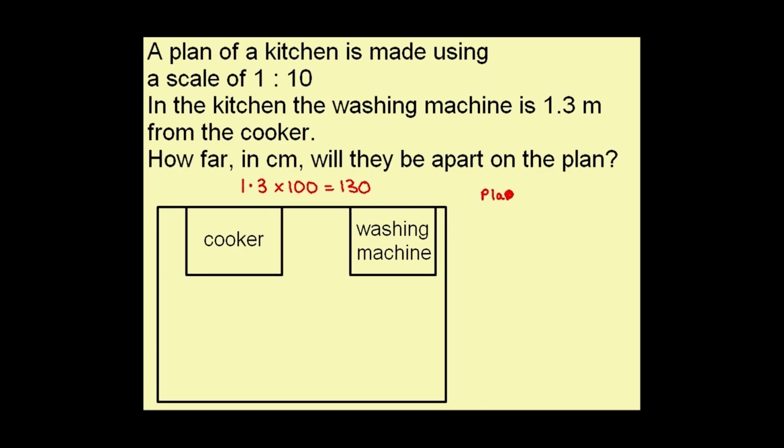I've got the plan, and then I've got real life. The ratio is 1 to 10, so it's 1 for the plan and 10 for real life. And in real life, I know that the washing machine and the cooker are 130 centimetres apart. So I need to work out what number goes here. I can see that to get from 10 to 130, I've multiplied by 13. So I need to do the same thing on this side. That gives me 13. So on the plan, they're 13 centimetres apart.